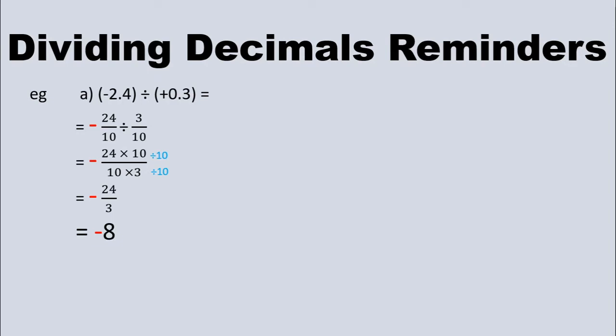On to a slightly more challenging one now. For question B, I'm doing positive 1.82 divided by negative 5.2. So that we can get those negatives and positives out of the way, I know that the signs are opposite, so my answer will be negative. So now let's just focus on those absolute values.